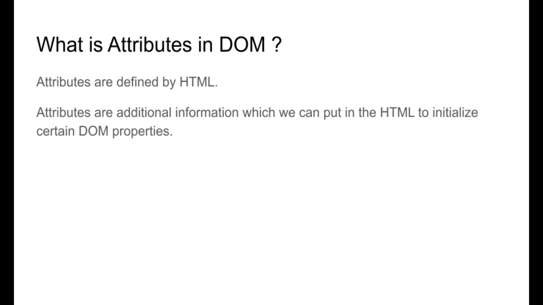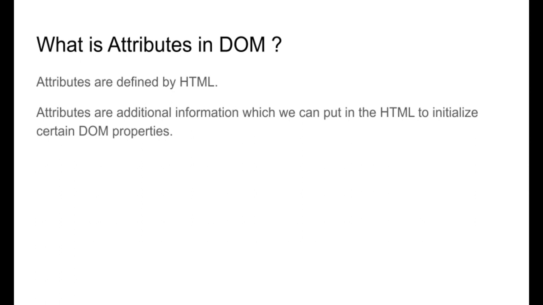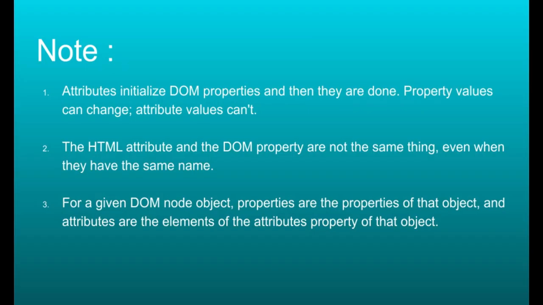If we see here, the methods are nowhere near properties and attributes. Only properties and attributes share a few common things, but the only difference between them is that attributes refer to additional information for an object, and properties describe the characteristics of an object or an element. I hope by now you have understood the difference between property, method and attribute. Please check these note points once.